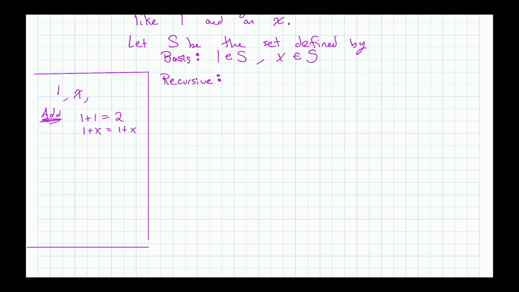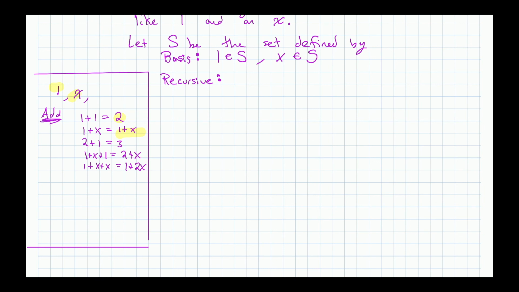What else would you get? Well, you would be able to add these new ones to the old ones, and you would still be able to get more. So you'd be able to get, for example, 2 plus 1, which would be 3. That would be a new polynomial. Or you could add another 1 to this one again, and you'd get 1 plus x plus 1, which would be 2 plus x. So that's good. We could add x, so you could add 1 plus x to x and get 1 plus 2x. So far, so good.